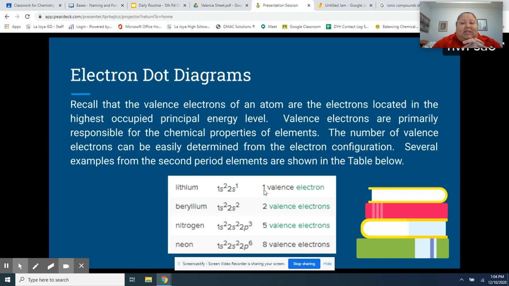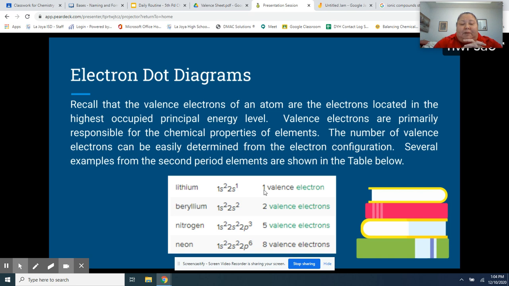Recall that valence electrons of an atom are the electrons located in the highest occupied principal energy level. Remember that outer orbital where you find valence electrons? You always have to remember highest energy level, meaning what period does that element fall in? That energy level will tell you how many valence electrons are in there.